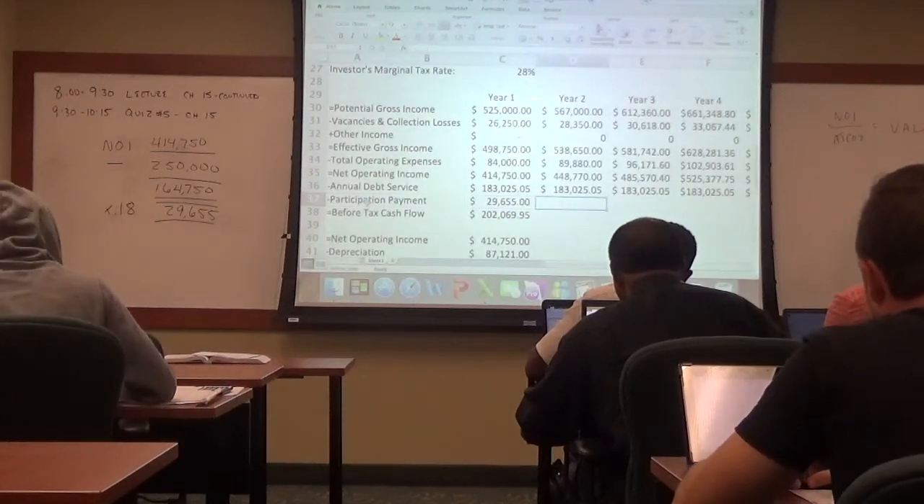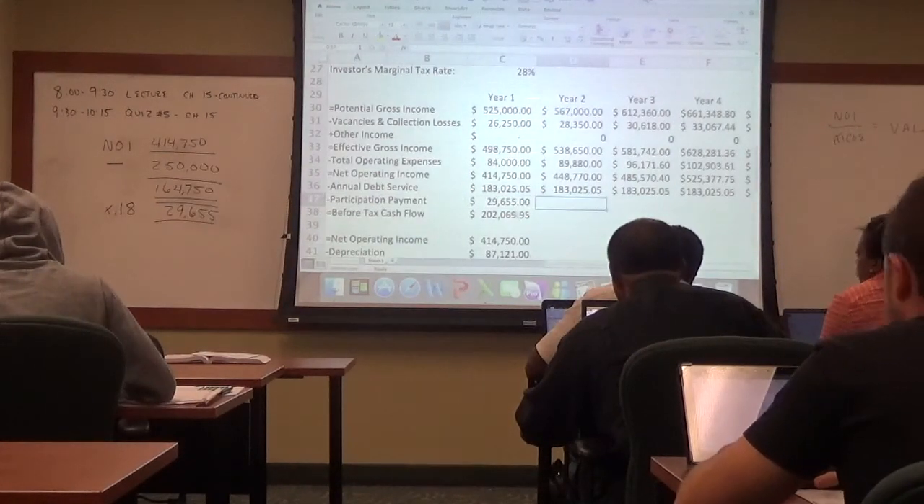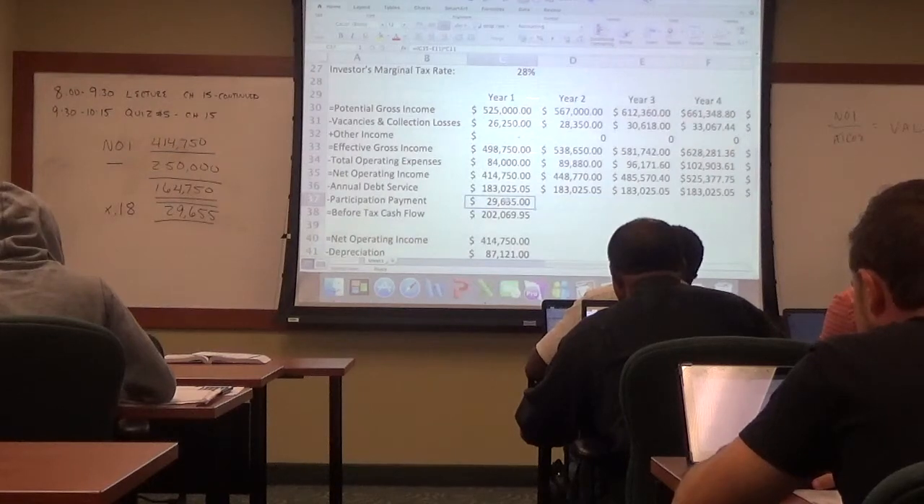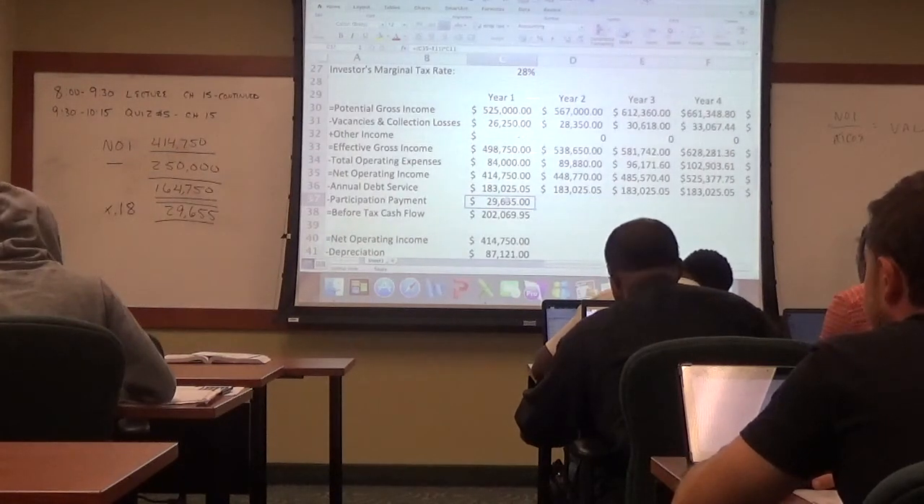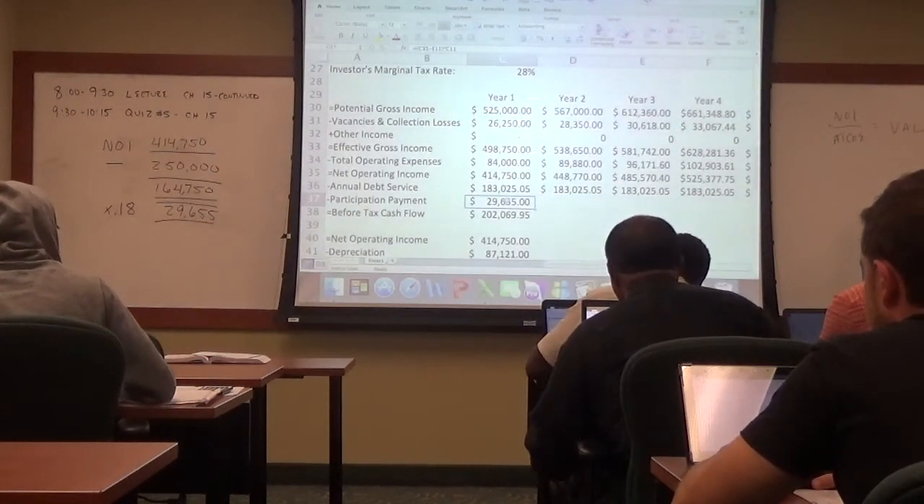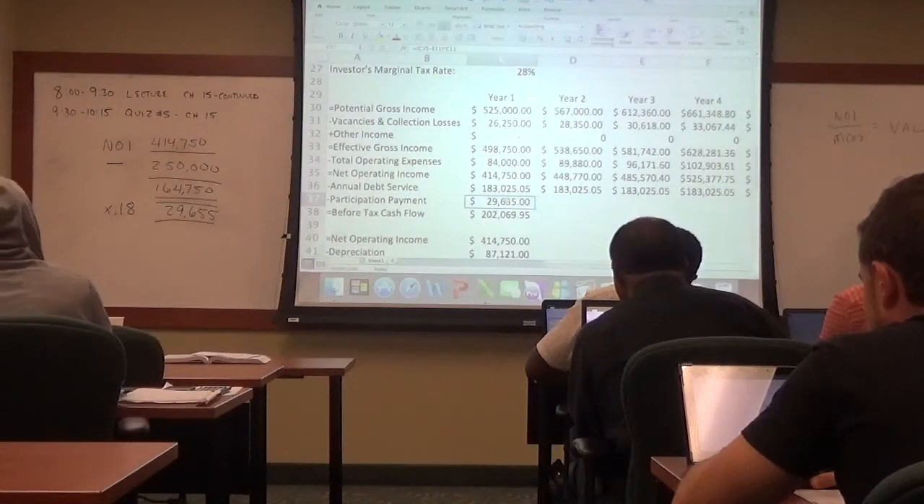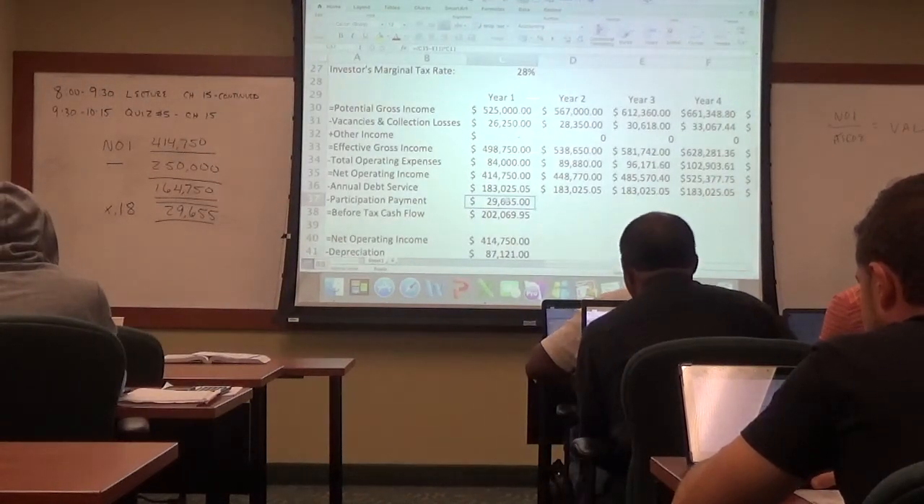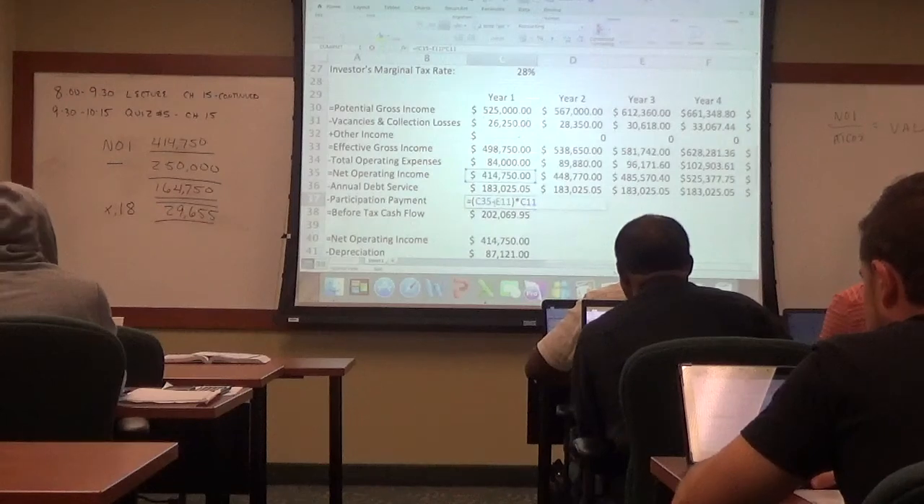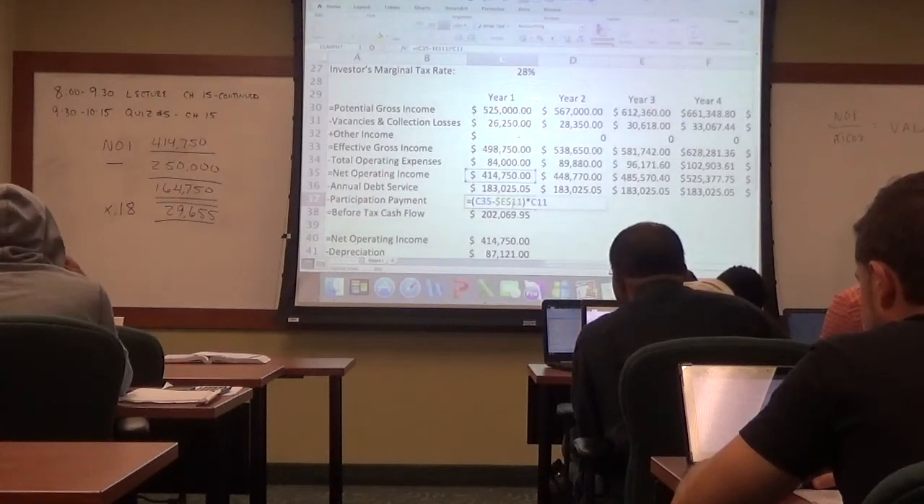All right, and our participation payment, let's take a good close look at that. On this one, we're going to need to do a couple of static cell references. So the C35 is going to be okay the way it is, but we're going to need a static E11 and C11.